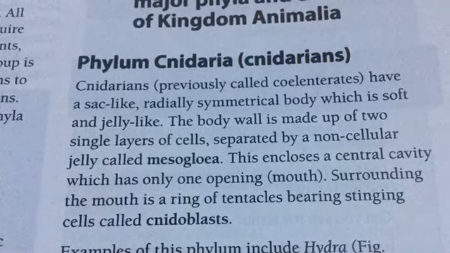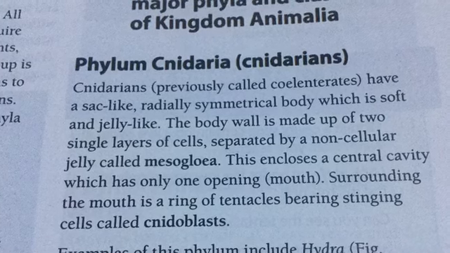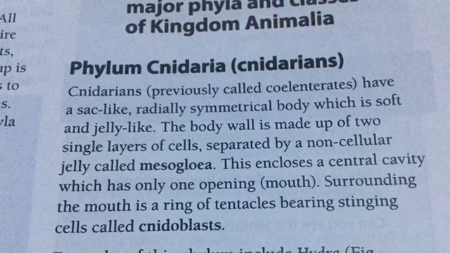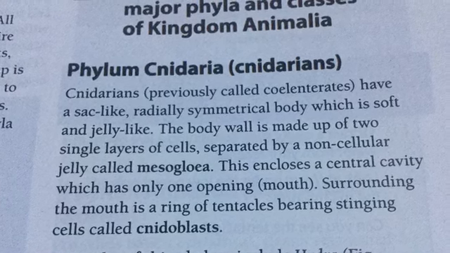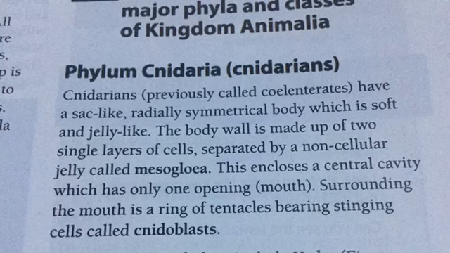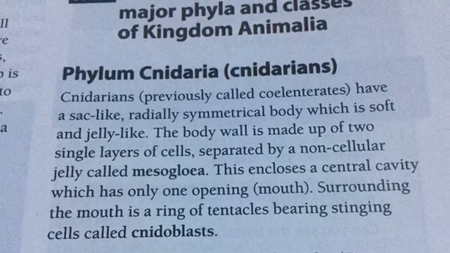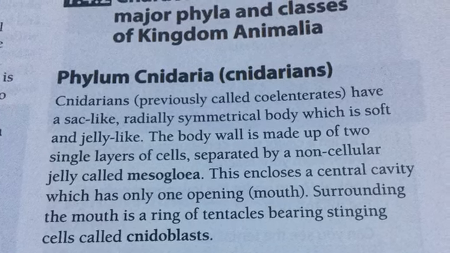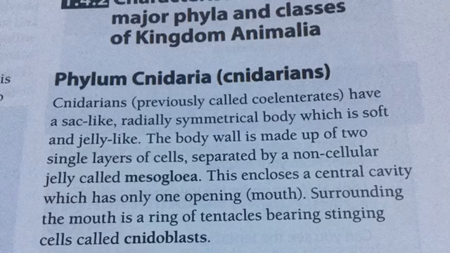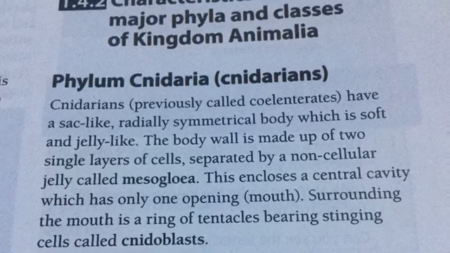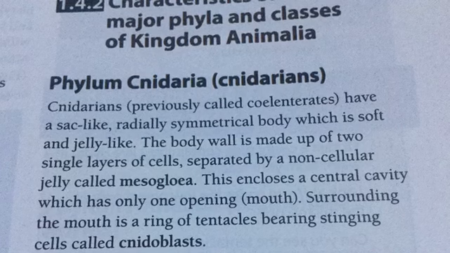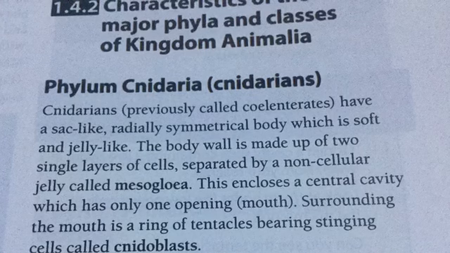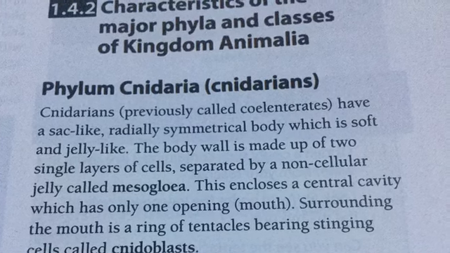Cnidarians, previously called coelenterates, have a sac-like, radially symmetrical body which is soft and jelly-like. The body wall is made up of 2 single layers of cells, separated by a non-cellular jelly called mesoglea. This encloses a central cavity which has only one opening, or mouth. Surrounding the mouth is a ring of tentacles bearing stinging cells called cnidoblasts.